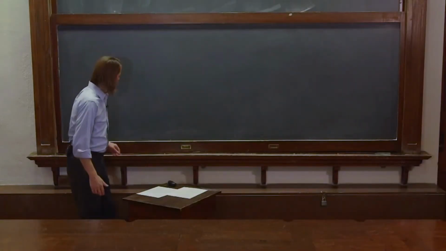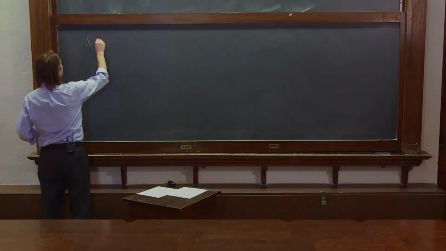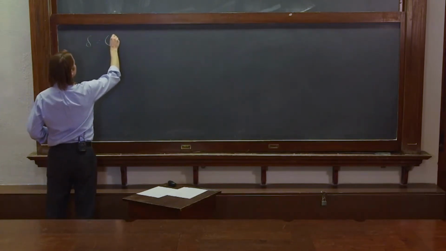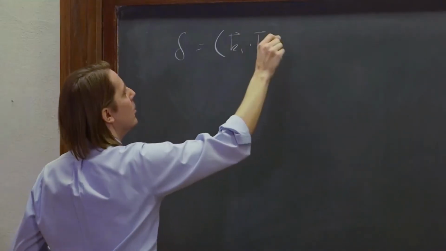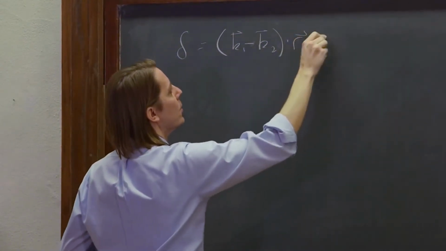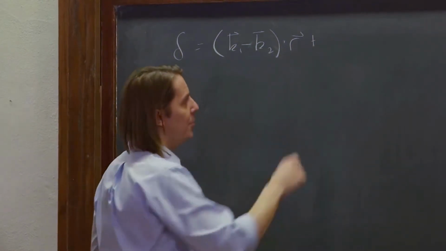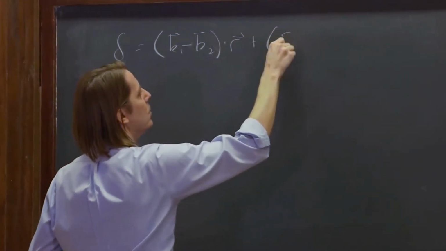So last time we talked about plane wave interference and how it depends on this phase factor delta. That was k1 minus k2 dot r plus the difference in the phases for each wave, epsilon 1 minus epsilon 2.